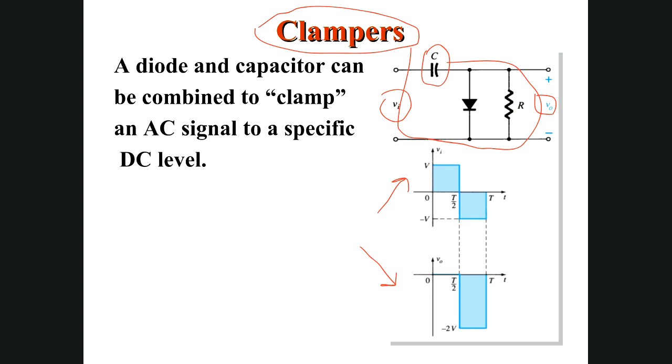So this is what a clamper does, and how do you know whether your circuit is a clipper or a clamper? The basic difference is the capacitor. If you have got a capacitor in the circuit with diodes and resistors and all, it means it is a clamper. If not, then most probably it is a clipper circuit. Okay. So this is the definition.